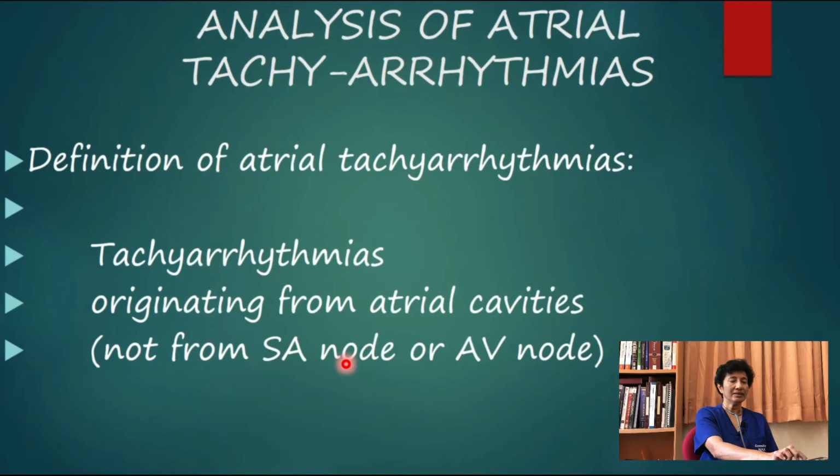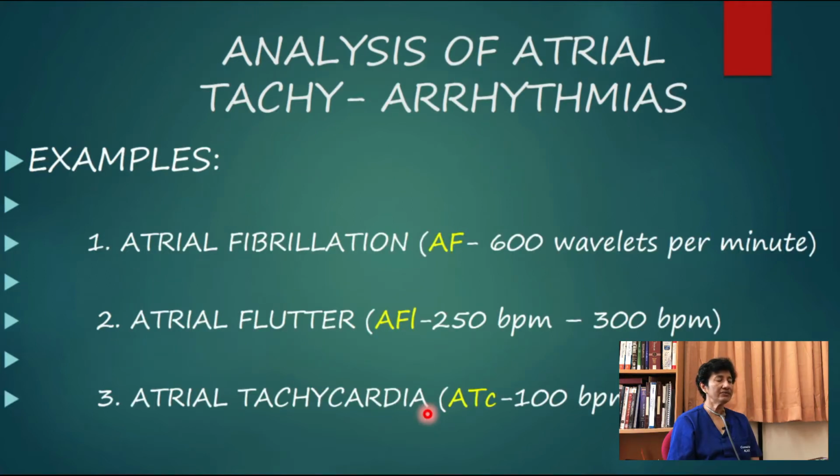ventricles. Now let's see what is the definition of atrial tachyarrhythmias. Atrial tachyarrhythmias are defined as tachyarrhythmias which originate from atrial cavities, but not from SA node or from AV node. Examples of atrial tachyarrhythmias are atrial fibrillation, atrial flutter, and atrial tachycardia.